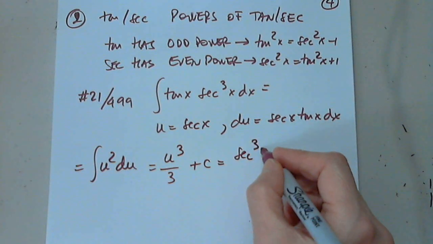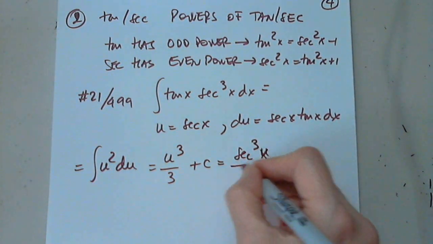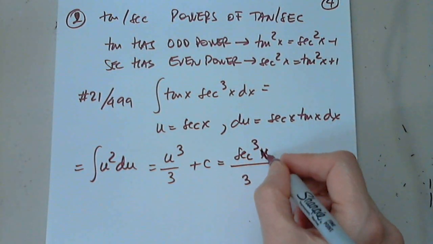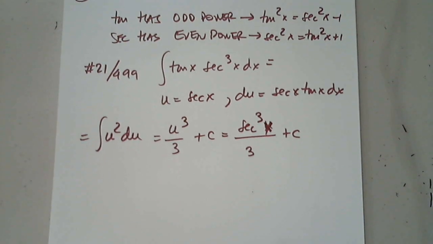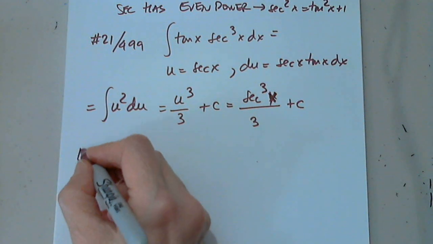So all I have to do is rewrite: secant cubed of x divided by 3 plus a constant c. Okay, that was an easy one.